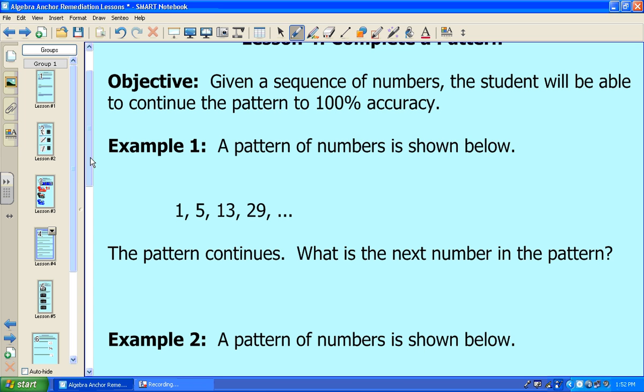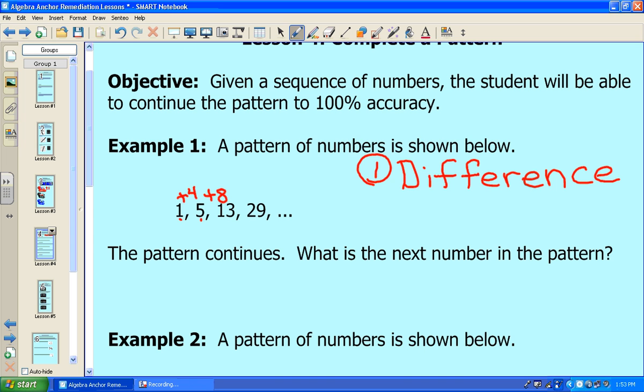Okay, and all of them, the very first thing that you want to do is find the difference between each of the numbers that's there. So what I mean by that is, how do you get from 1 to 5? That has a difference of 4, so I'm going to put plus 4. The next numbers are 5 and 13. The difference between those numbers, 13 minus 5, is 8. So you have to add 8 to get to 13.